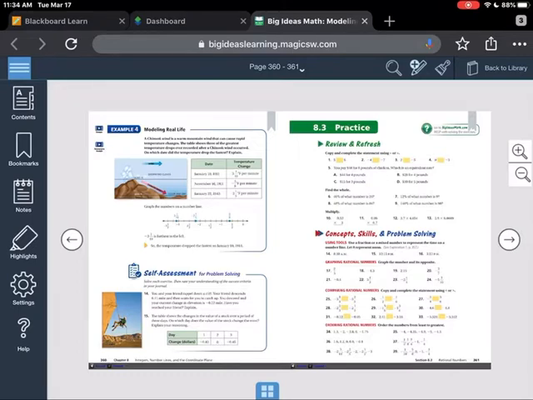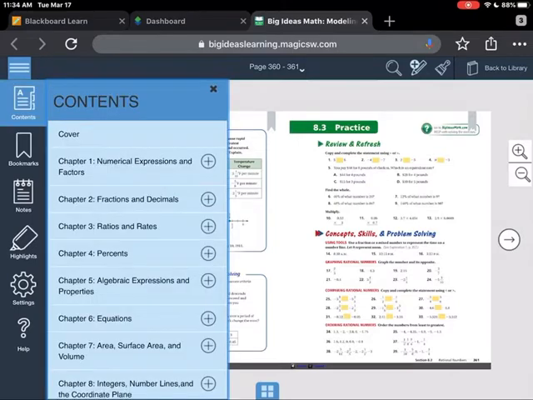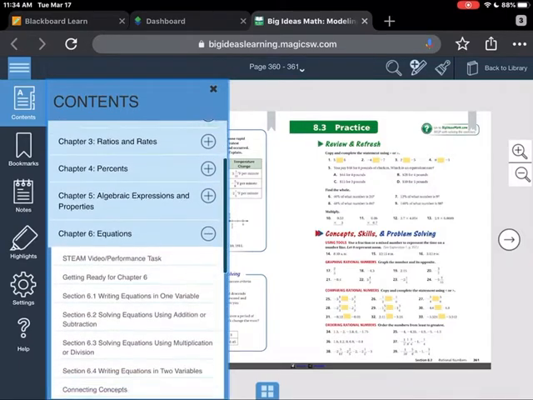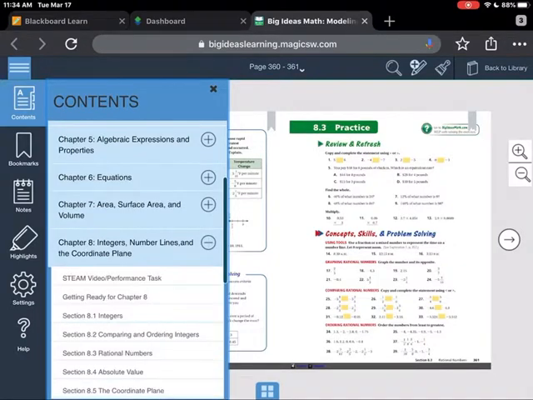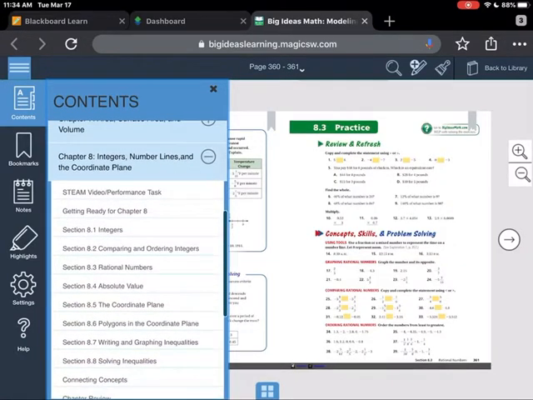Looks like I was already looking at 8.3. So let's use the table of contents to navigate back to 8.2. We already did one on 8.1. Or sorry, I've got 6 on the mind. 8. So we already talked about 8.1. So now we're just going to talk about comparing and ordering them. I believe there's some on rational numbers. So let's talk about 8.2 through 8.4 here.